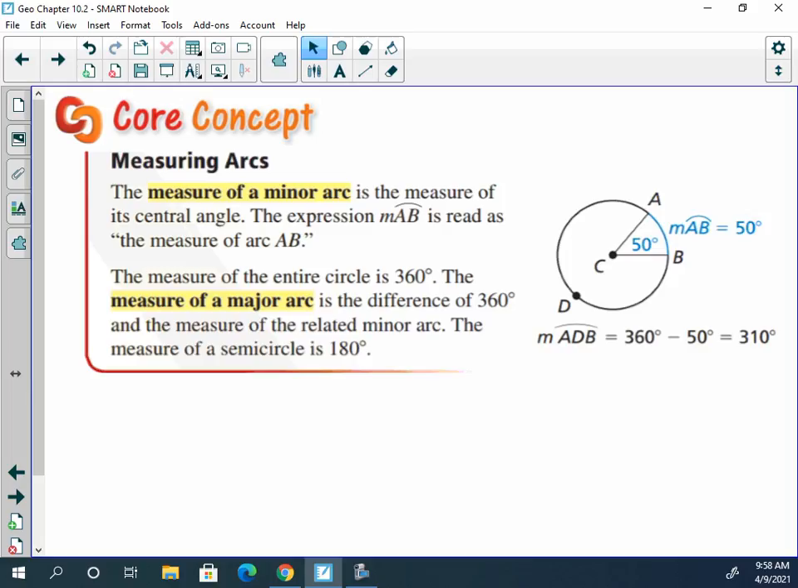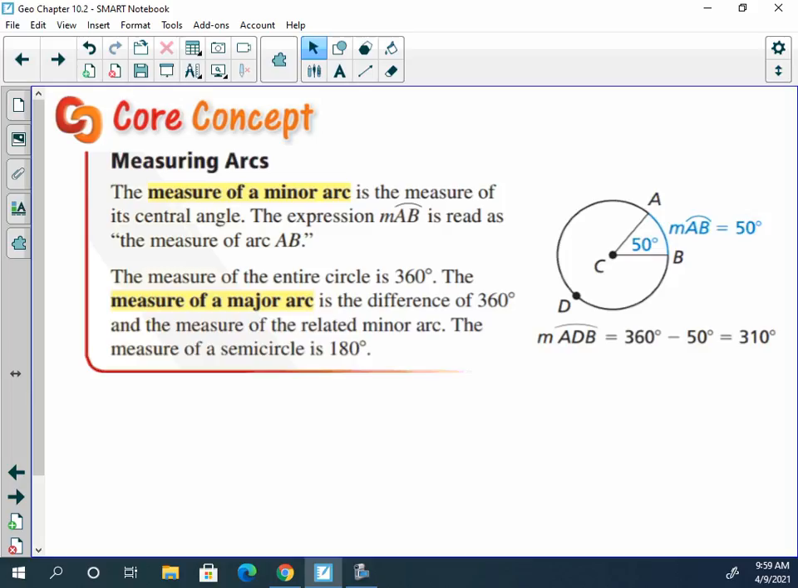The measure of a minor arc is the measure of the central angle. The central angle is an angle whose vertex is at the center of the circle, and its measure will be the same as the arc. So since the central angle here, ACB, is 50 degrees, its arc measure is 50 degrees. Now, since an entire circle is 360, ADB is going to be 310.